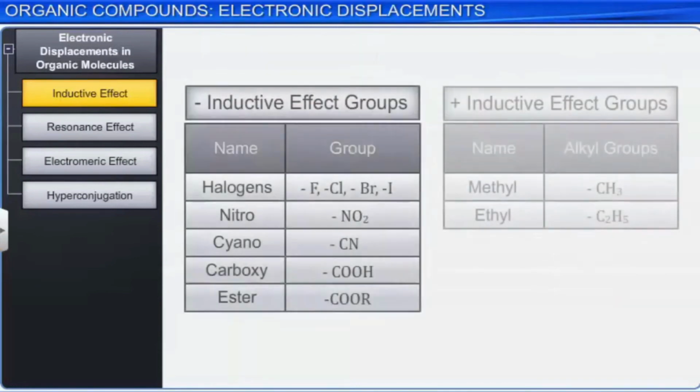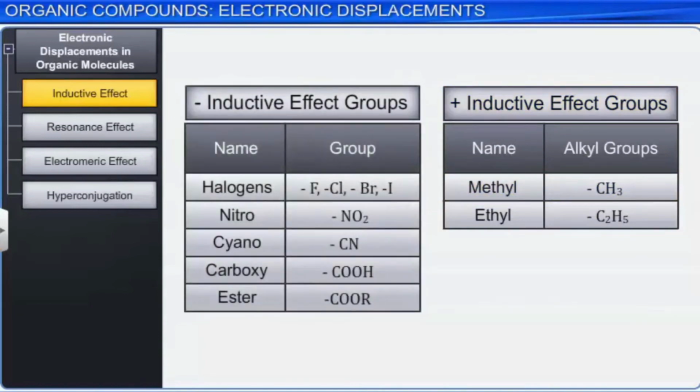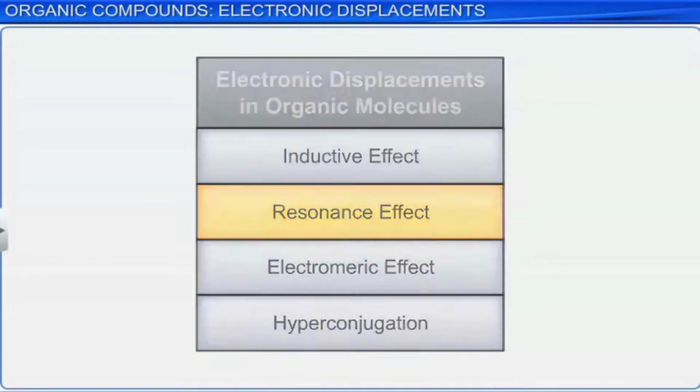Halogens, nitro, cyano, carboxy and ester groups are electron withdrawing or minus inductive effect groups. Alkyl groups, for example, methyl and ethyl, are electron donating or plus inductive effect groups. Now, let's learn about another important electronic effect called the resonance effect.